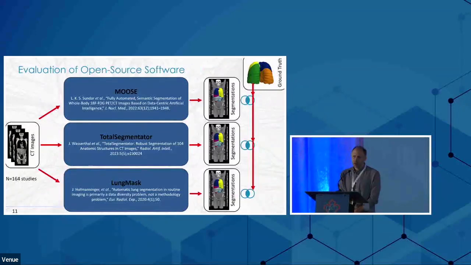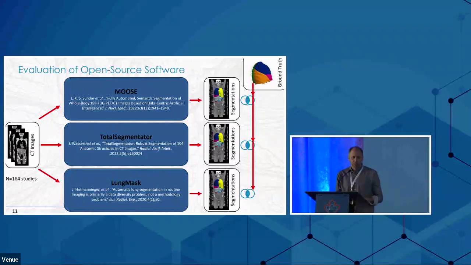So the 3 software that we evaluated are Moose, Total Segmentator, and LungMask. All of these softwares were developed with different intent. Moose was developed in the context of FDG PET CT, so it was trained on CTs from that modality. Total Segmentator was trained on CT. I don't remember the numbers exactly off the top of my head. Moose used something on the order of 100 images for its training. Total Segmentator used thousands of studies for its training.